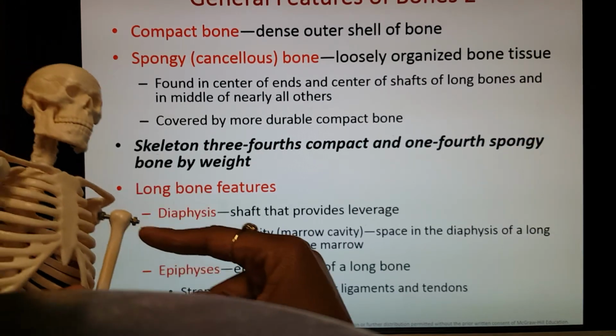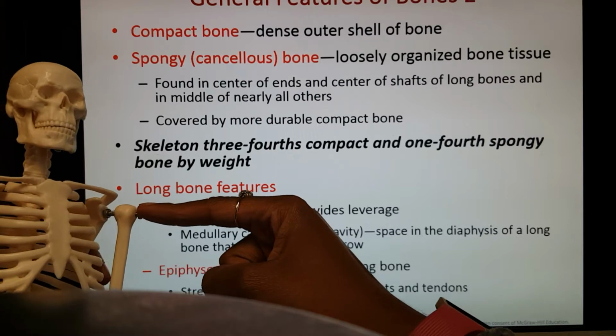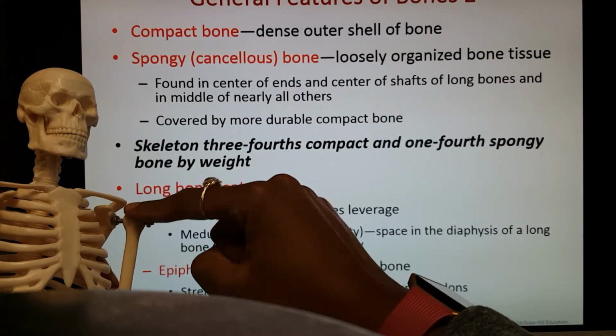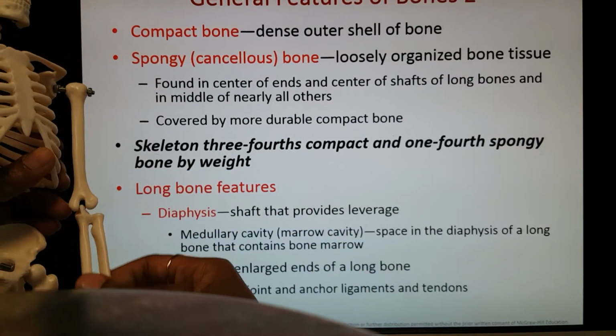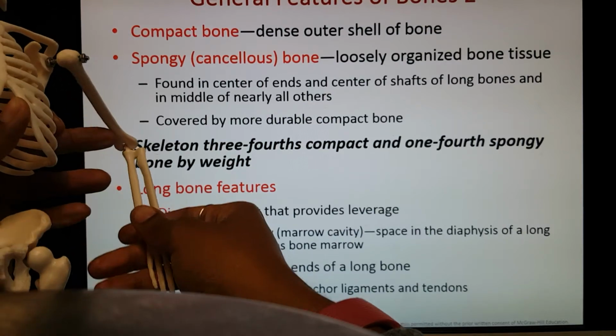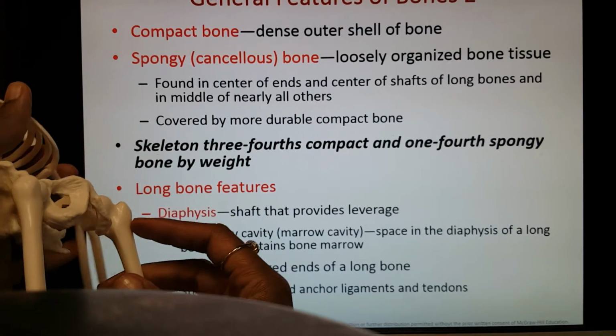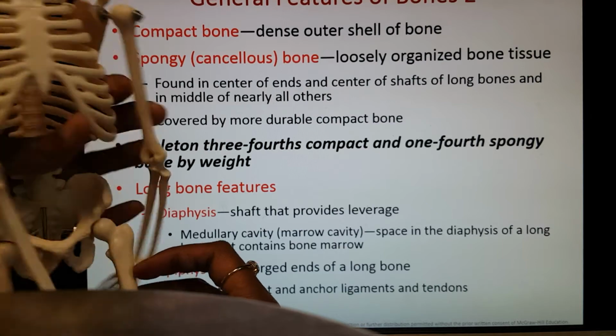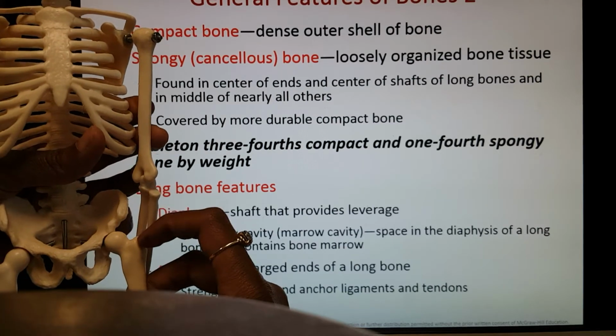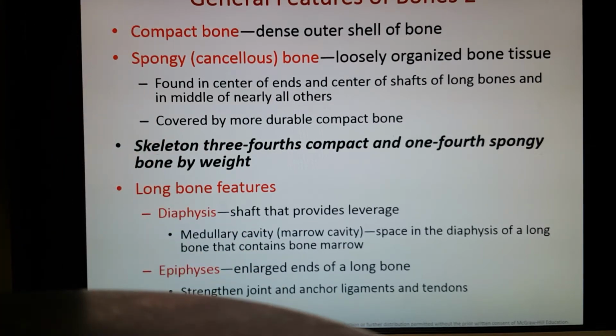And at the ends of these long bones, like here at the top of your humerus, part of your arm, also down here where it bulges out, and also on your femur, these bulgy areas are called the epiphysis. They're the large ends of the long bone. They help to strengthen the joint, so it gives a little bit more area to carry weight, as well as providing areas for anchoring our ligaments and tendons.